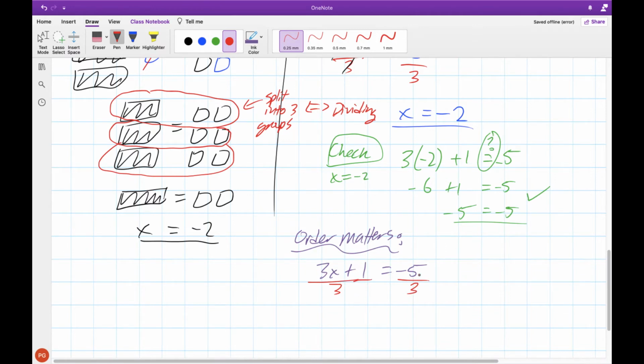And also, this isn't going to give us a nice number. This is going to leave us with a fraction. So keep in mind that the order that you do stuff matters. This is not a great way of starting our problem.